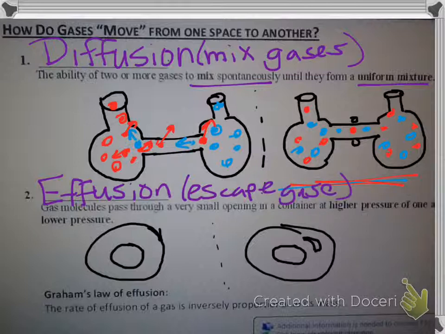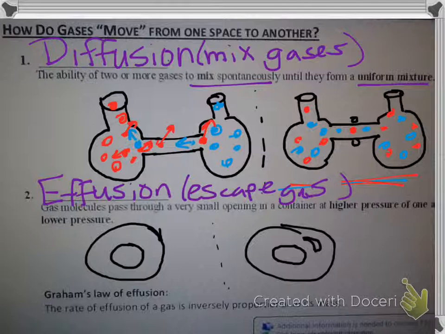Oops, the escaping of a gas. I don't want to write gases. So what do I mean by escaping? Well, the technical definition of effusion is when gas molecules pass through a very small hole from a container that's at a high pressure to one that's at a lower pressure. What in the world do I mean by that?